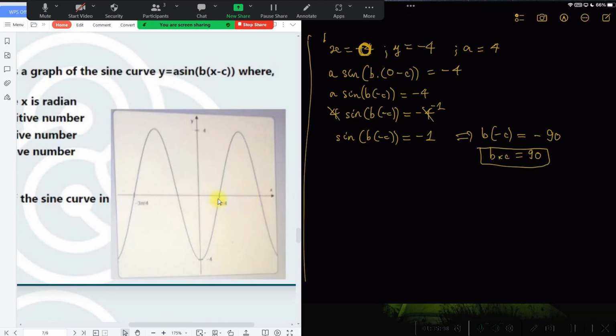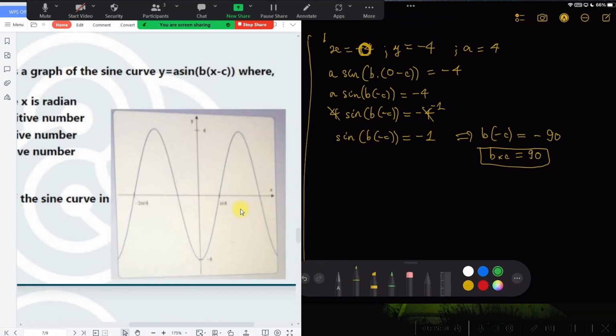Let's see if we take the value of pi divided by 4, okay? Mình lấy cái góc mà pi chia 4 này đi, 45 độ. So if x is pi divided by 4, y should be 0, right? Nó sẽ bằng 0, y bằng 0 lúc đó. And a is still 4.